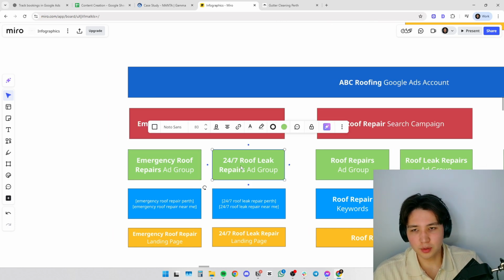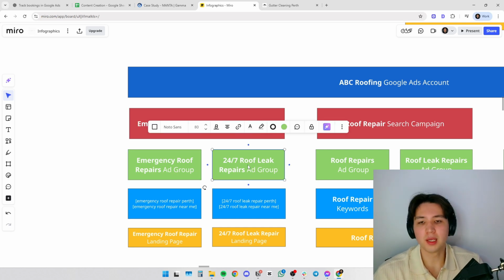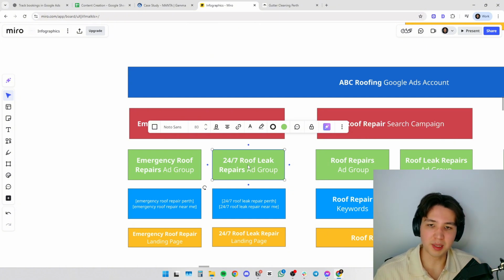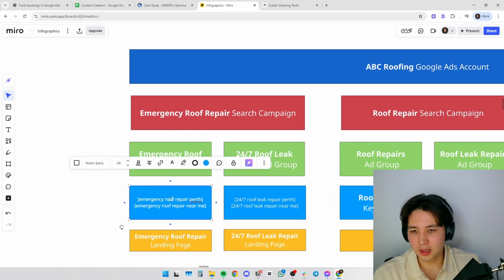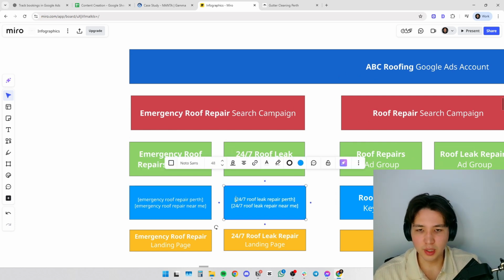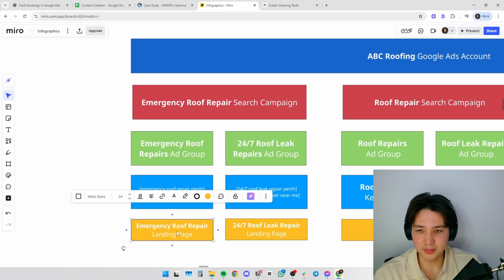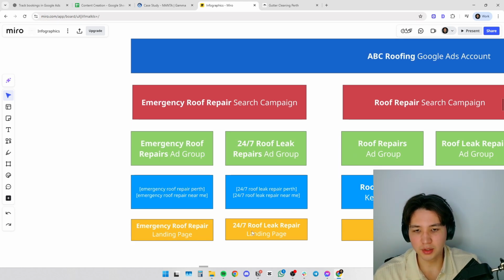Now, in the ad groups, I've separated emergency roof repairs and 24/7 roof leak repairs. The intent behind them is very similar. It's likely people that need responses quickly and they want to get a roof fixed ASAP because they're in an emergency, right? But if you look at the keywords I've added here, you've got emergency roof repair, and then you've got 24/7 roof leak repair. So there's different intent, and they've both got their separate landing pages as well.